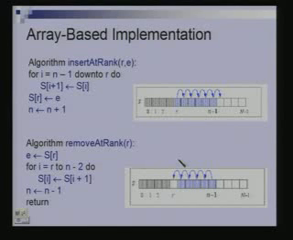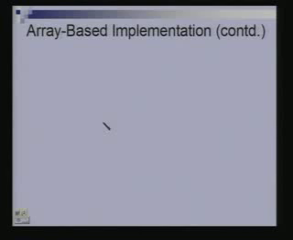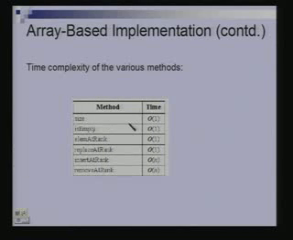The other operations are faster though. Element at rank r, how much time does it take? Order 1, because I just go to the rth location in that array and retrieve the element sitting there. Replace at rank r, comma e, again order 1, because I just go to the rth location and replace that element with the element e. Right? So this is a chart which shows the time complexity of the various methods. All methods except insert at rank and remove at rank take constant time. These two methods could take order n time in the worst case.